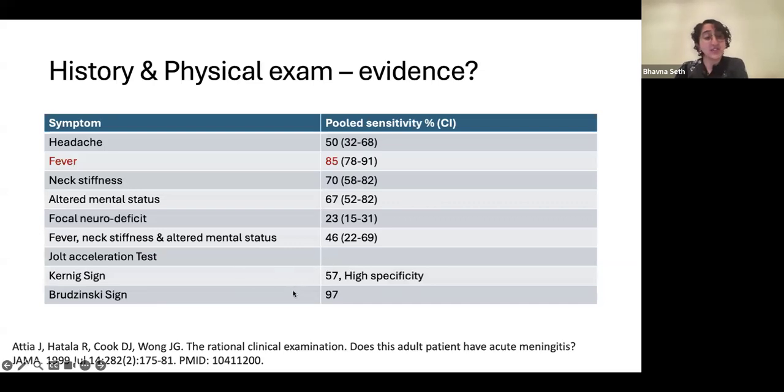Unfortunately, a lot of our physical exam findings don't have the best diagnostic characteristics, but combined in constellation they are helpful. And a new physical exam finding that has become more popular recently is called the JOLT acceleration test, in which you have your patient turn their head back and forth very fast, and you ask them if they have neck pain and neck stiffness.